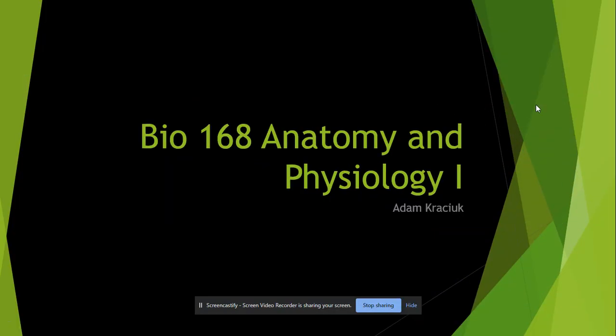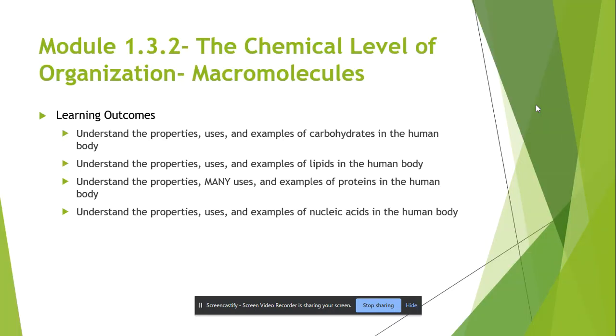This is the last PowerPoint for Module 1. This is Module 1.32, and we're still talking about the chemical cycle of organization, specifically macromolecules in this setting. What I want you to take away from this is to understand the properties, uses, and examples of carbohydrates, lipids, proteins, and nucleic acids in the human body.